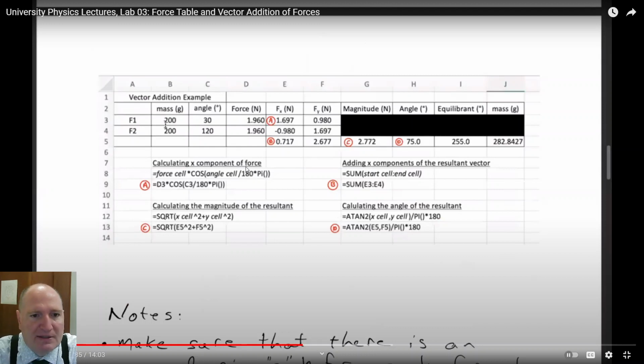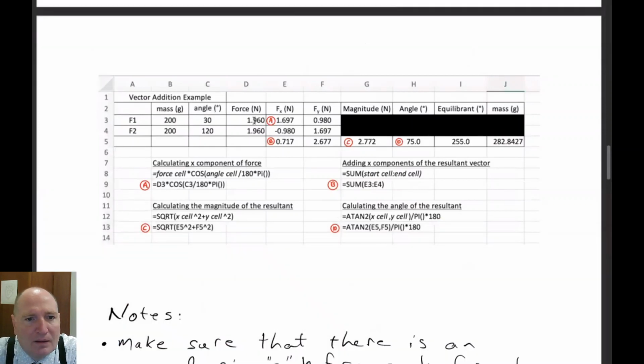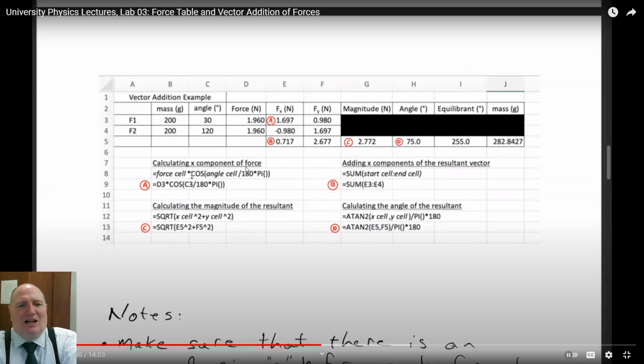All right, let's check out this Excel. This is the mass, this is the angle, this is the force, just the 9.8 times this gives you the force. Now let's break it into its components. Now let's look at A to calculate. I'm just going to do the x component. To calculate the x component, you can see the equation at A. You take the force cell, which is D3. All right, very, very cool.